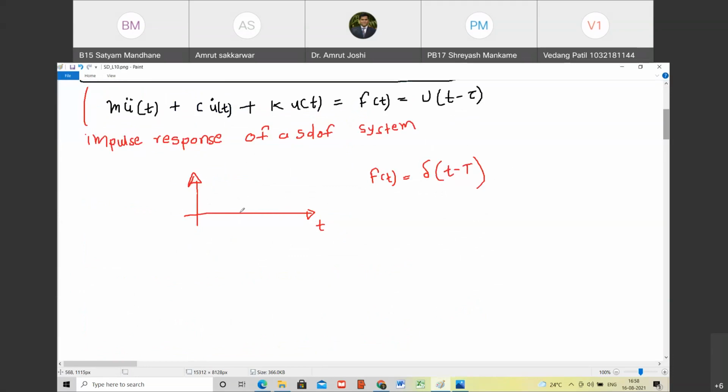So at time t equal to capital T, you are going to have an impulse where the magnitude reaches infinity. Are you with me? Yes, sir. This is how the Dirac delta function of t minus capital T looks like. Happy? Yes, sir. And what is the response of the system to this impulse? What is the response of the single degree of freedom system? So I am going to write down u of, what should I write here? I should write u of t minus T. Are you with me? Yes, sir.